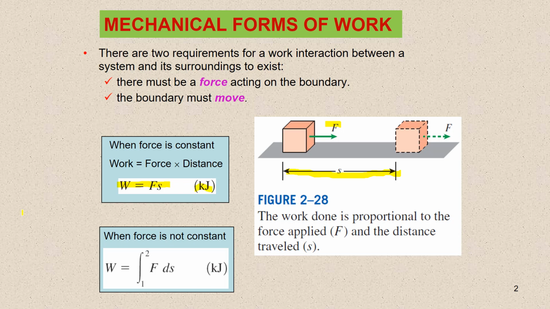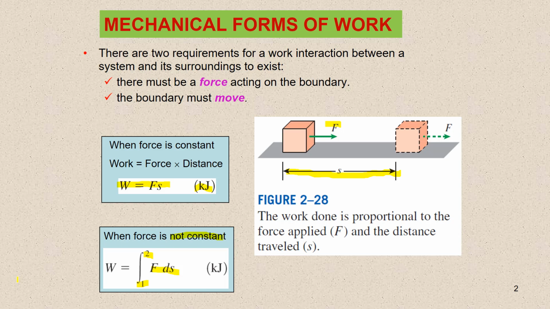If the force F is not constant, the work done is obtained by integrating the differential amount of work, so W is equal to the integral of F ds between points 1 and 2. Obviously, one needs to know how the force varies with displacement to perform this integration. Equations which we learned above give only the magnitude of the work. The sign is easily determined from physical considerations.